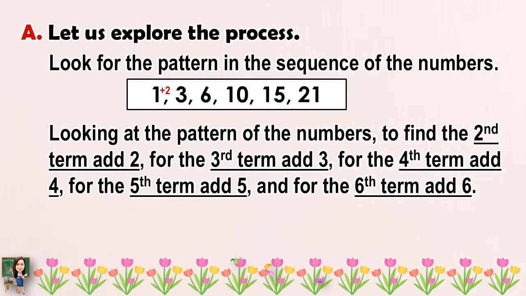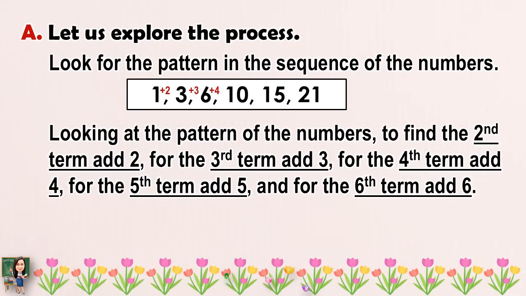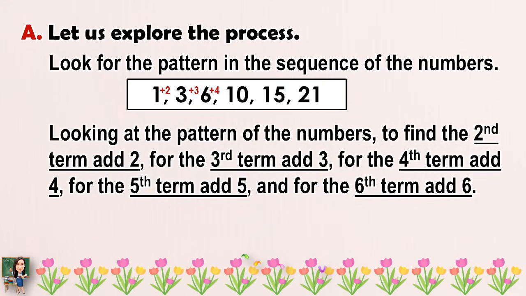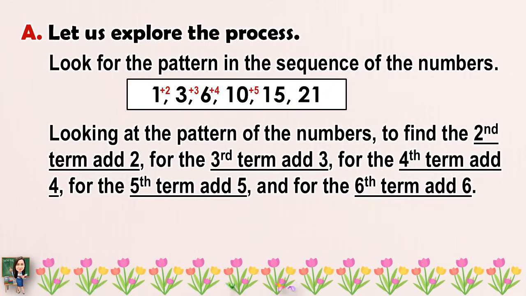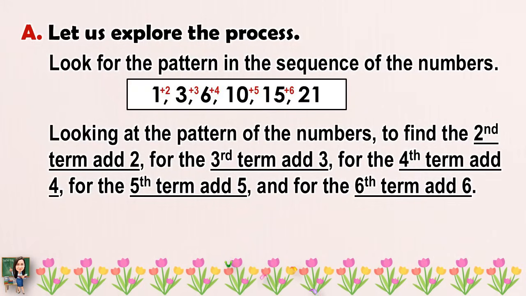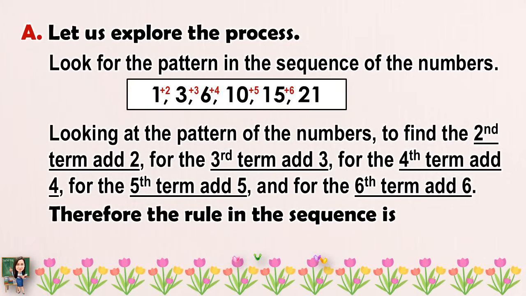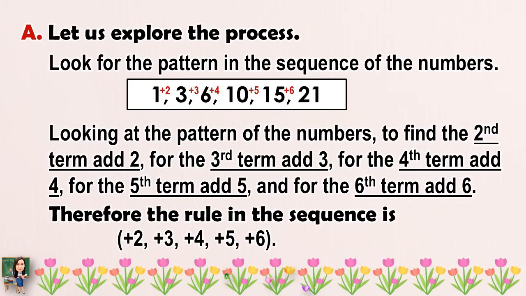For the third term, add 3. 3 plus 3 equals 6. For the fourth term, add 4. 6 plus 4 equals 10. For the fifth term, add 5. 10 plus 5 equals 15. And for the sixth term, add 6. 15 plus 6 equals 21. Therefore, the rule in the sequence is plus 2, plus 3, plus 4, plus 5, plus 6.